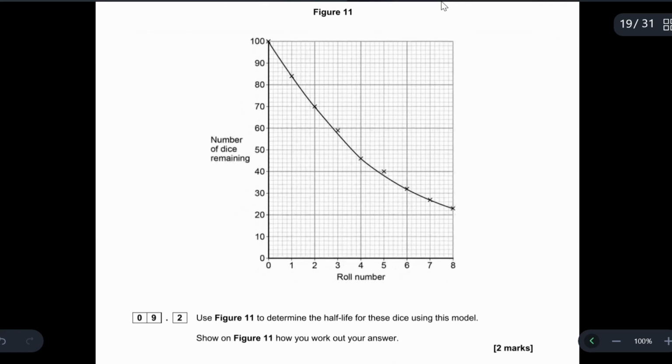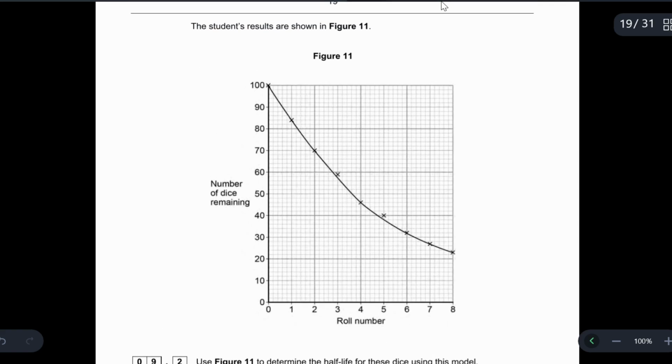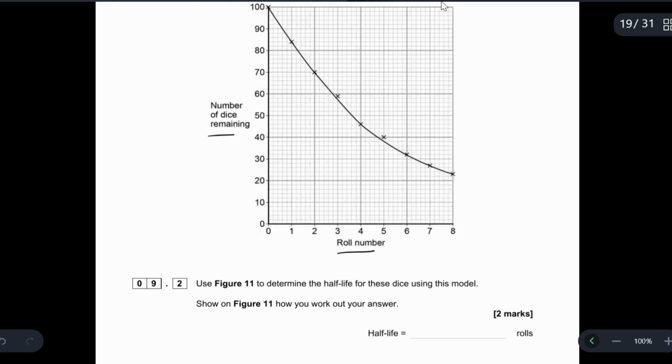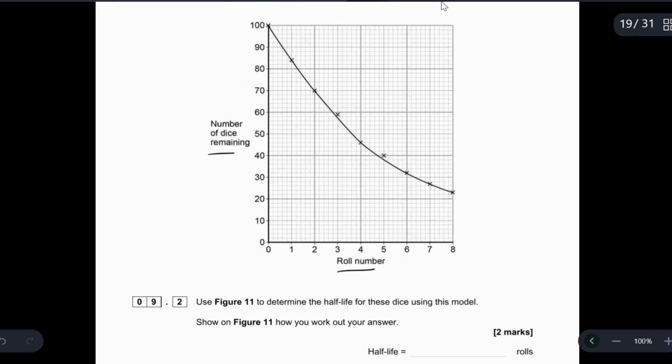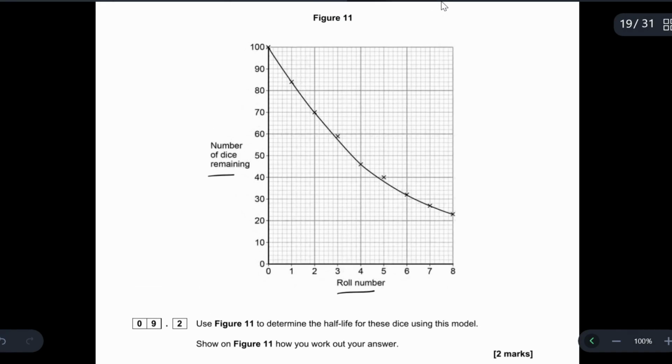Okay, let's move on to 9.2. The students' results are shown in figure 11, and this basically shows the number of dice remaining against the roll number. Use figure 11 to determine the half-life for these dice using this model, and show in figure 11 how you work out your answer. So you need to remember the definition of half-life. Half-life is when half of the total atoms decay. So in this case, when half of the dice decay, how long does that take?